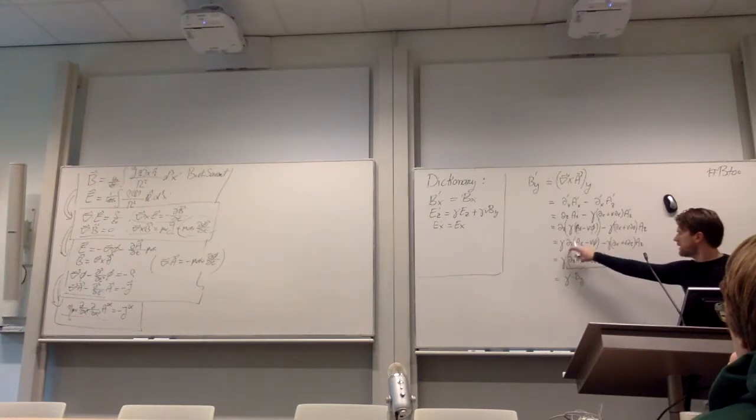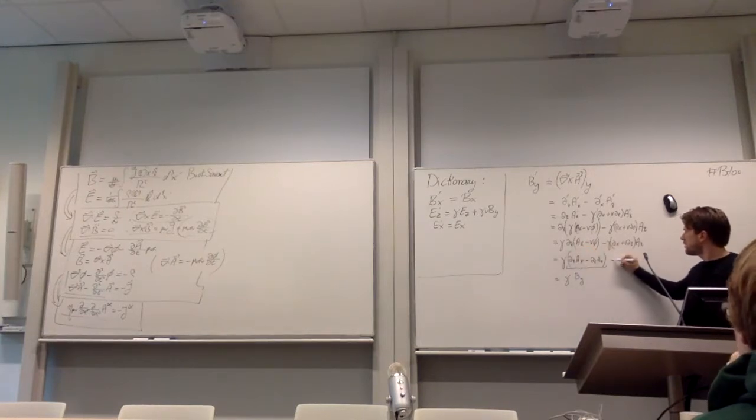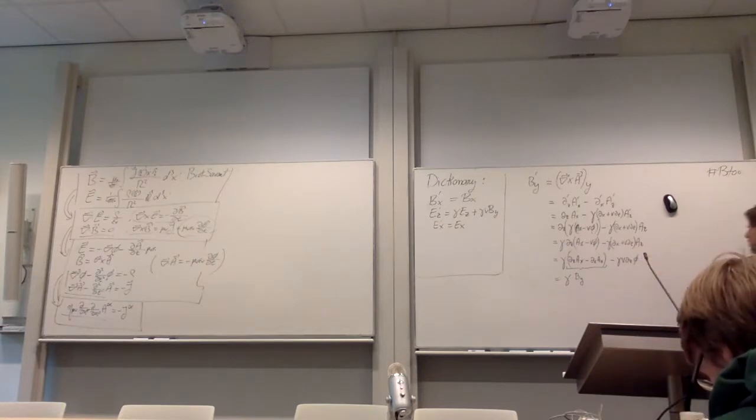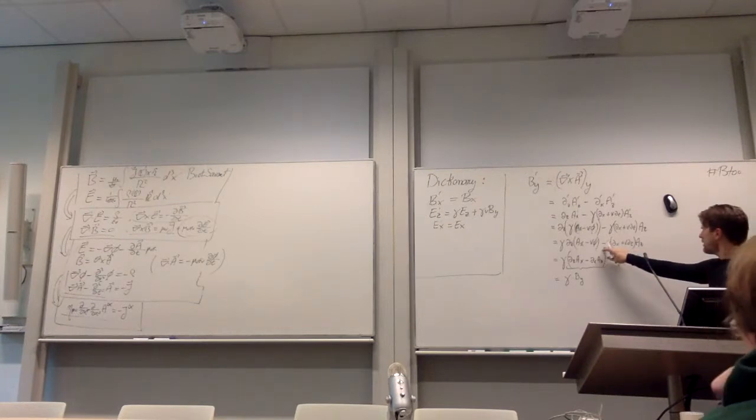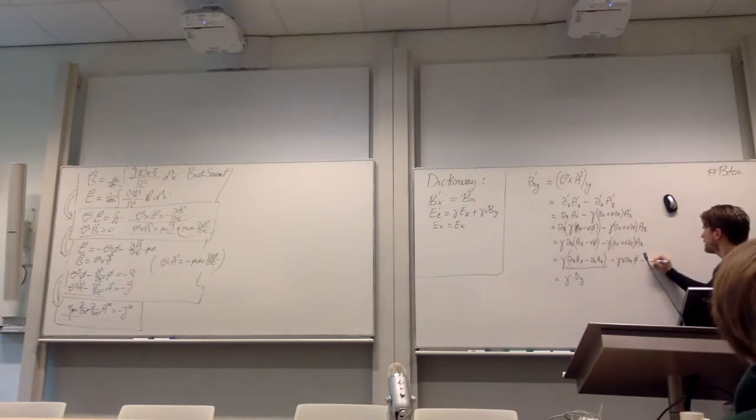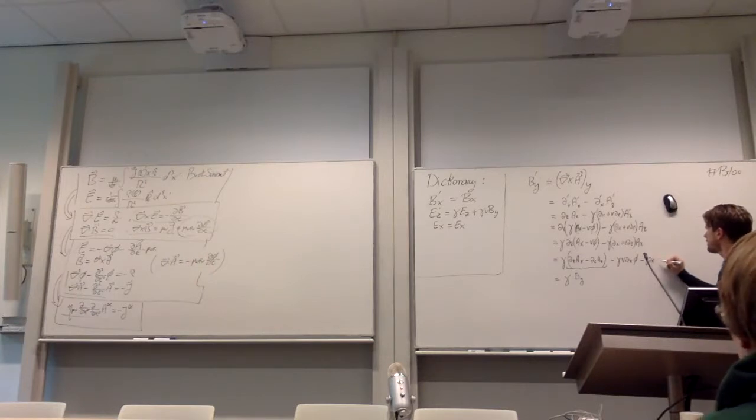What else do we have? Gamma minus gamma phi dz. Should be something like this, I think. And there's one more here, I think. Minus gamma dx. Oh, I'm messing up here. Oh, yeah, I think it's this.